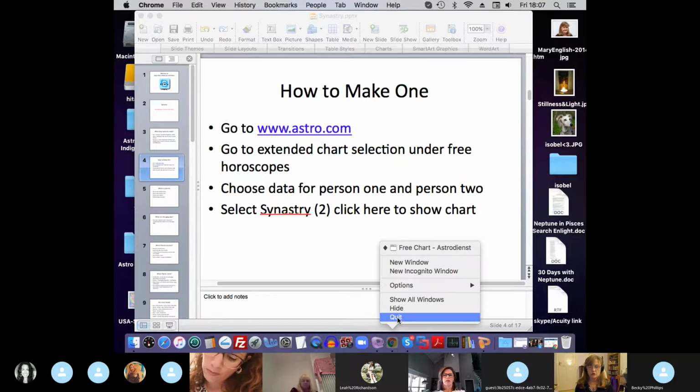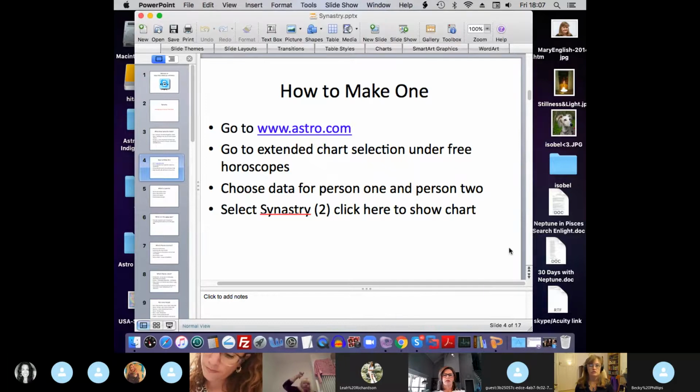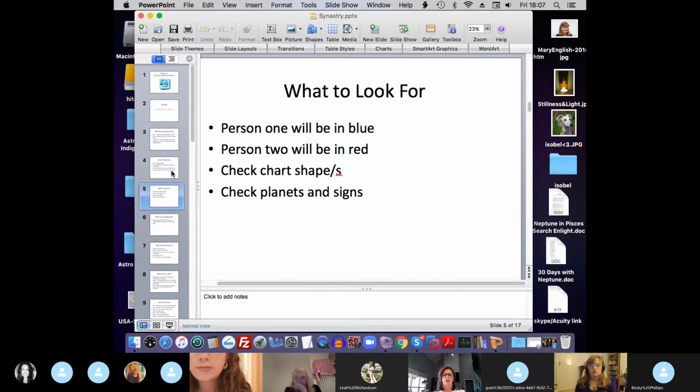With this combo, you can only do 2 charts. You can't get techie and do 3 charts. The system won't allow it. So what are we going to look for? Person 1 will be in blue and person 2 will be in red. And we need to check the chart shape. Are the 2 shapes the same? Are they clustered? Are they splash? Are they splay? What's the shapes of the 2 individual charts? Because you'll be able to see both of those.